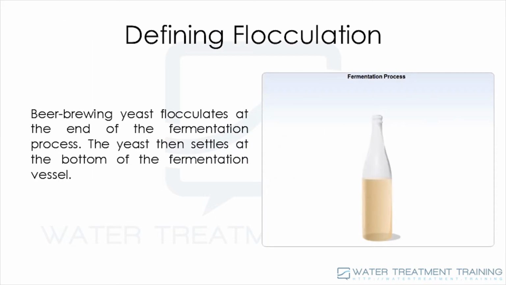Let's look at how beer is made to understand the process of flocculation. To make beer, yeast is added to the malt. Initially, the yeast particles are uniformly dispersed and suspended in the solution. Towards the end of the fermentation process, when the nutrients have been used up, the chemistry changes. The yeast then starts gathering together to form larger lumps and settles to the bottom of the fermentation vessel. This process of the yeast particles coming together to form larger lumps is called flocculation.